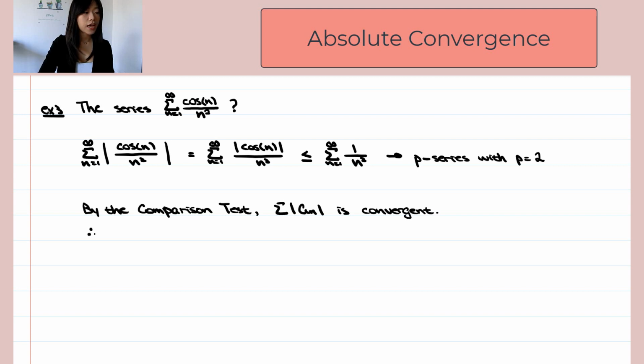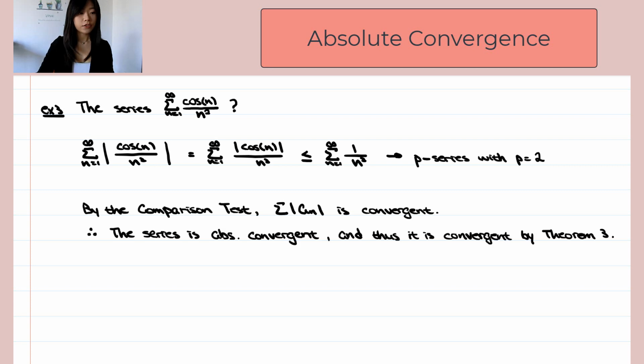Then, we can use theorem 3. If a series is absolutely convergent, then the alternating series is also convergent. So this is an example where we don't have to use the alternating series test. Instead, we investigate the series with absolute of an. And we can show that the series with absolute of an is convergent, which means the series is absolutely convergent. Then using the theorem, the alternating series is also convergent.